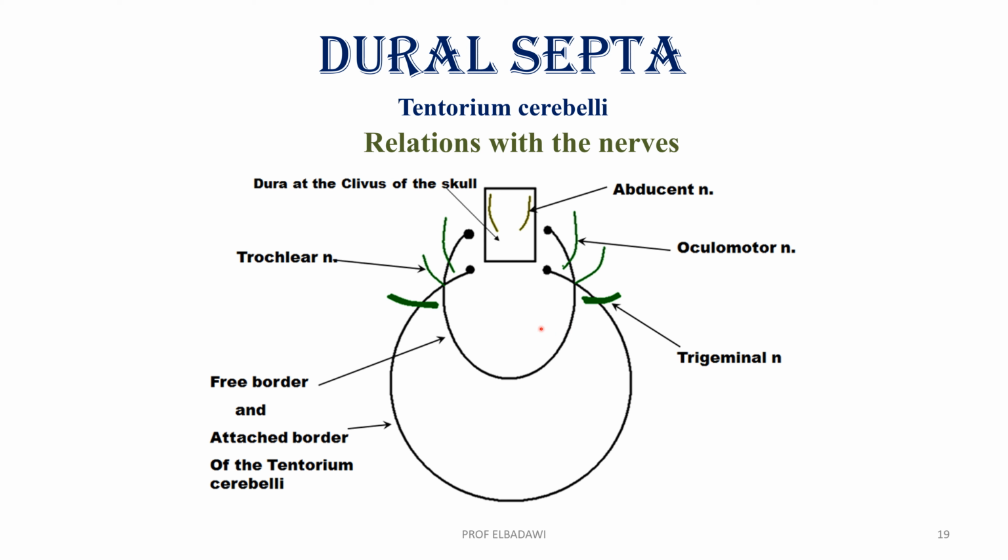That is the free border here, with the midbrain in the incisura, or the notch. The anterior border will end in the anterior clinoid process, while the attached border has this part for the superior petrosal sinus, this part for the transverse sinus, and here will be the straight sinus. At the point of crossing, the trochlear nerve will be coming out. Anteriorly will be the oculomotor. Posteriorly and a bit lower will be the trigeminal nerve, the largest, thickest cranial nerve.